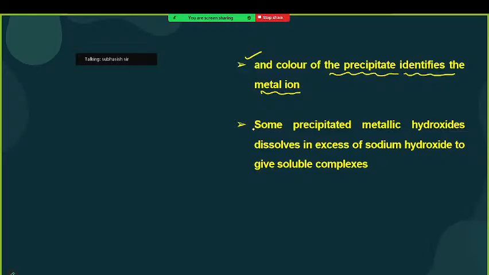So different metal hydroxides have different colors. If there is a similar color in different metal hydroxides, then there is some other technique by which you can determine which one is the actual metal ion present in the sample. Some precipitated metallic hydroxides dissolve in excess amount of sodium hydroxide to give soluble complexes.